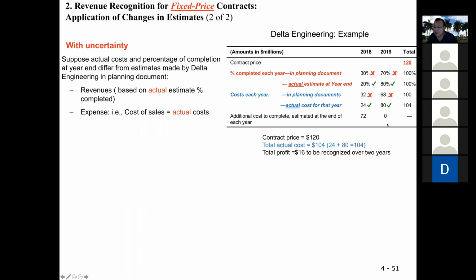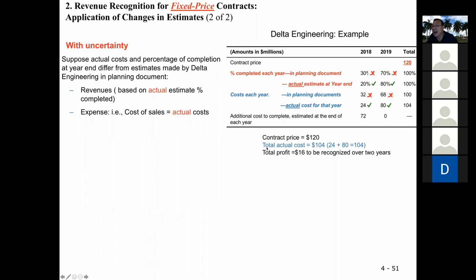So in this scenario, don't use planning numbers. That's my point. I use all these wrong marks here because I want to make it very vivid to you. Don't use the planning numbers, okay? They are not actual numbers. When you do calculation, you use actual numbers, the actual estimate of the progress and the actual cost. Use these numbers. So in this case, the contract price is still 120.